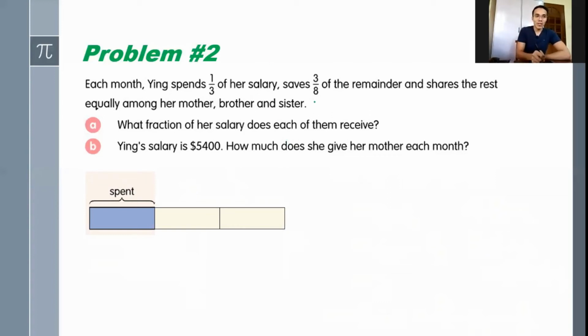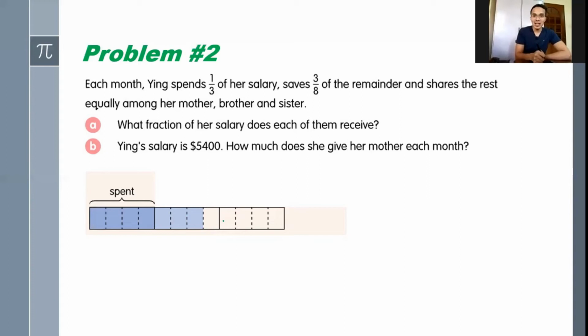And we need to have 3/8 of the remainder. This is the remaining. And we have to divide the remaining into 8 equal parts in order to show 3/8. And how do we do that? We have 2 parts here. We have to subdivide each part into 4 equal parts.